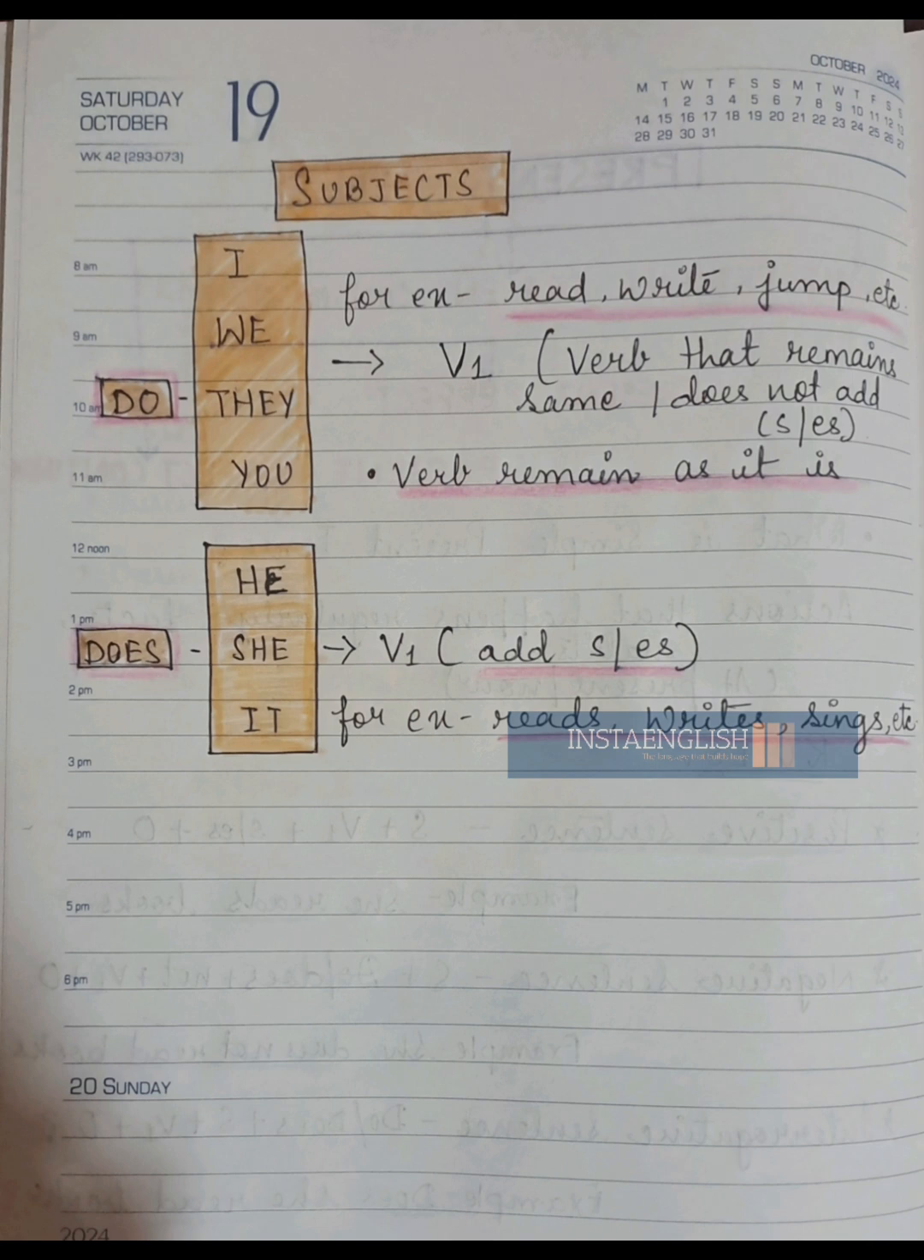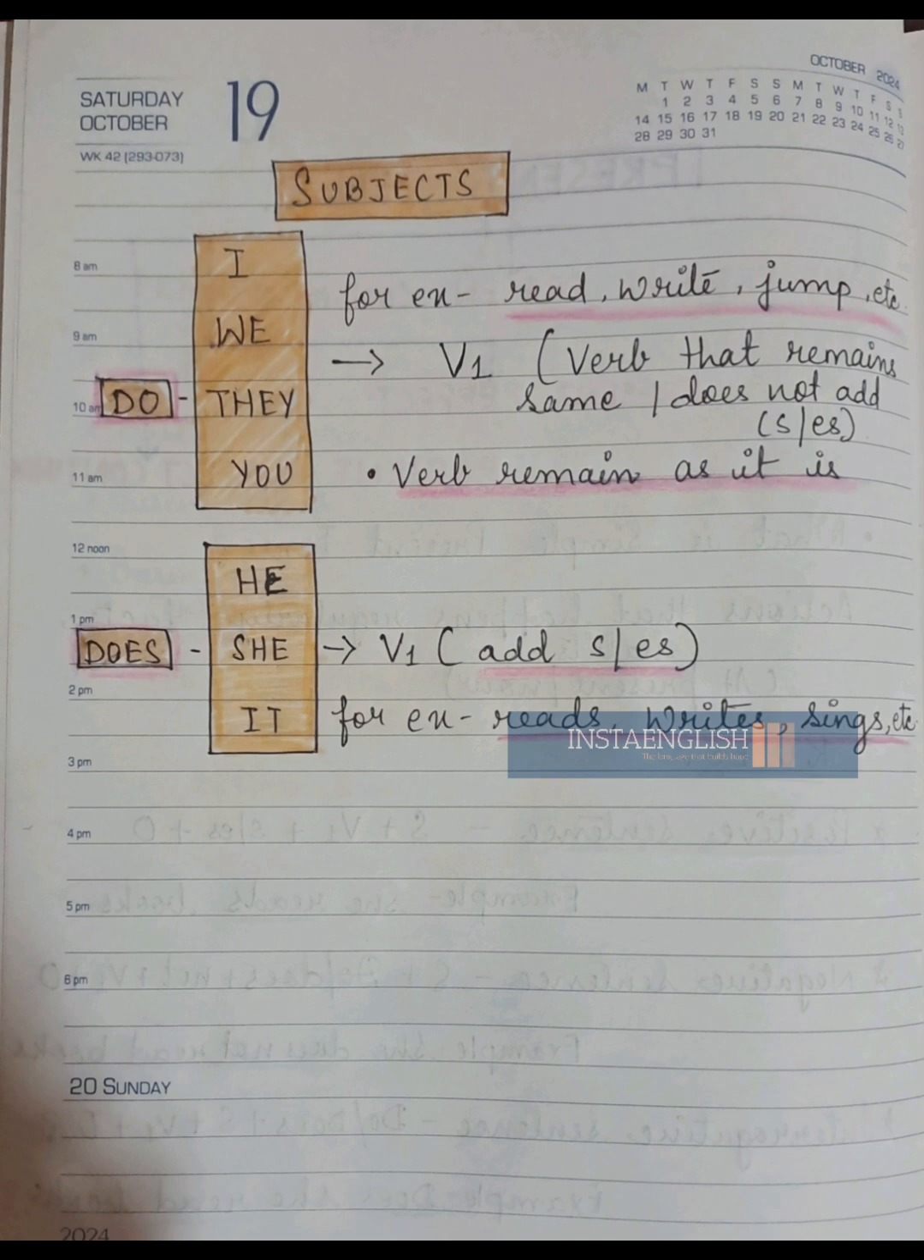Okay, so here see the subjects I, we, they, you. With these subjects, the main verb remains as it is and s or es is not added to it, and with the subjects I, we, they, you, we add do. For example, I do not play cricket. Okay, so the subject is I, that is why I use do.